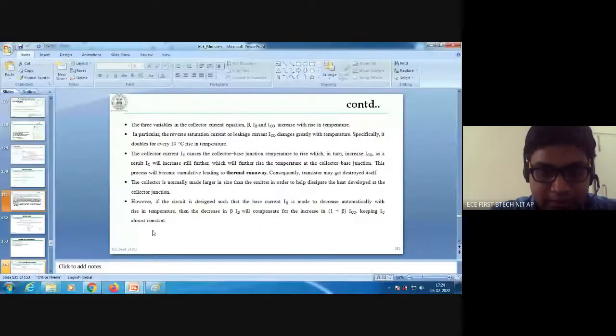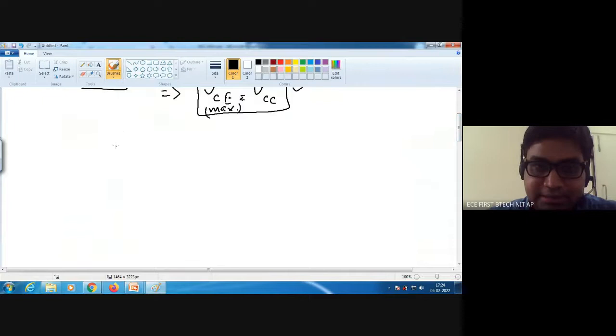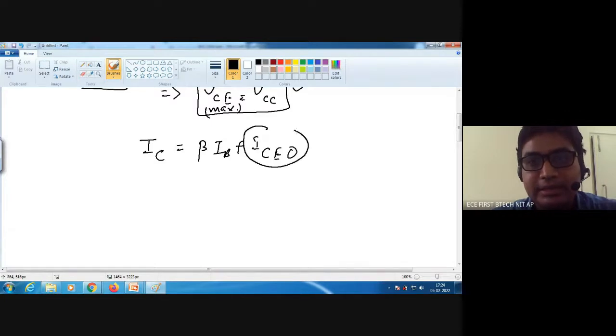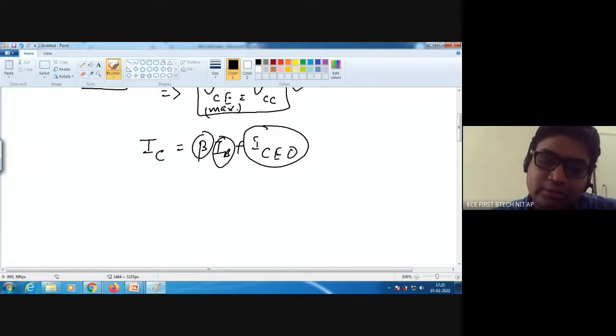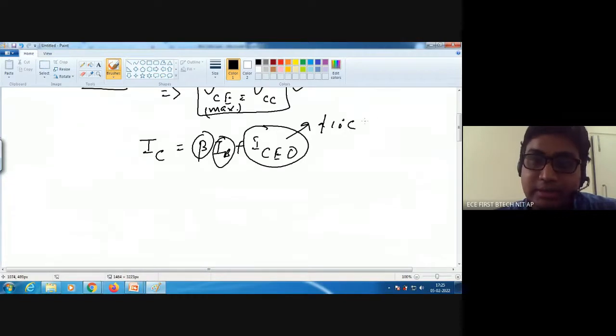Maybe I can write it here. So our IC is equal to beta IB plus ICEO. These three terms, ICEO, beta and IB, are all dependent on temperature. IB is not that dependent on temperature. Beta also depends, but the most temperature-dependent is this one, ICEO. Every 10 degree rise in temperature, it doubles. So the collector current will increase.